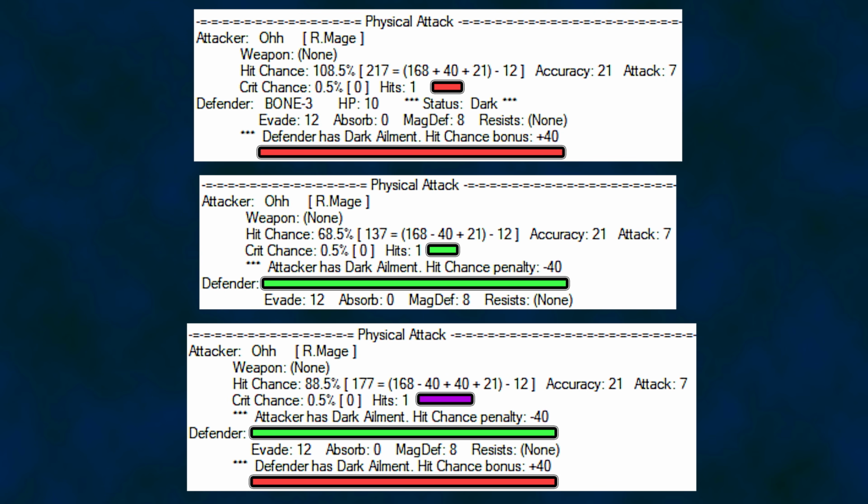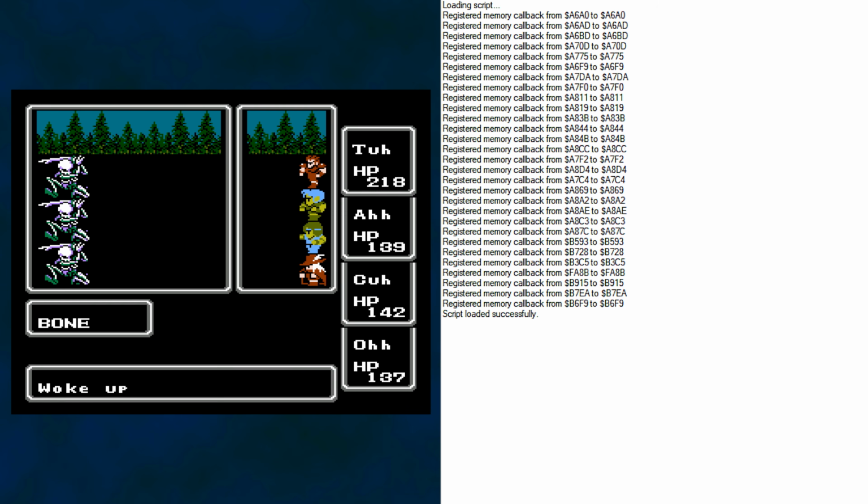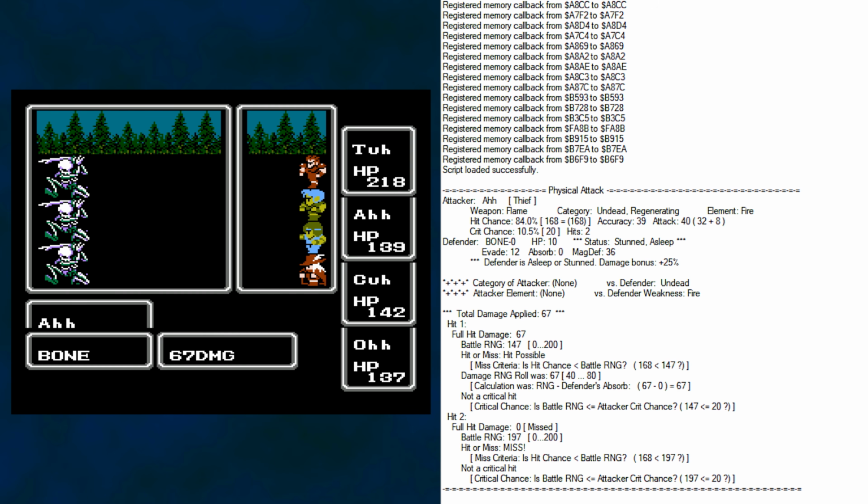If both the attacker and defender have darkness, the numbers cancel each other out. Both the minus 40 and plus 40 are seen here in the calculation for hit chance. Let's wrap it all up with something peculiar that happens when the defender is asleep or stunned. I'll run a sequence and set the enemies to be asleep and stunned to force the logic.